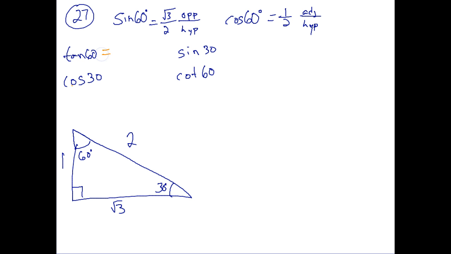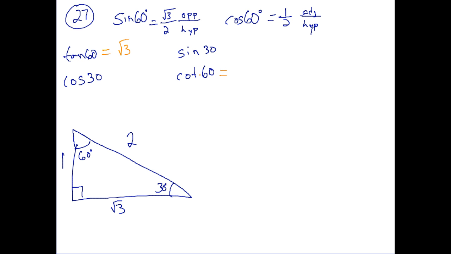Well, tangent of 60, so we're talking about this angle here, is going to equal the opposite over adjacent, which is radical 3 over 1, or radical 3. Another way we can find this is to say, isn't tangent just the sine of the angle divided by cosine of the angle? And radical 3 over 2 divided by 1/2 is, once again, radical 3.